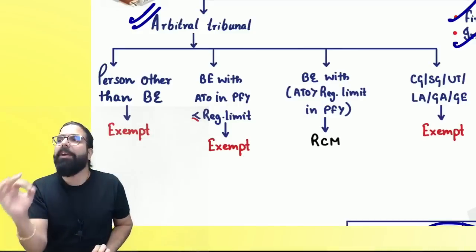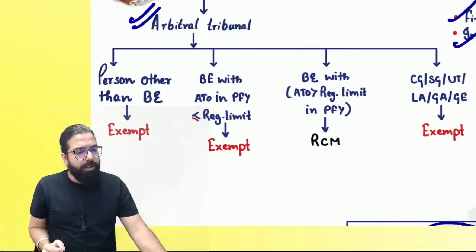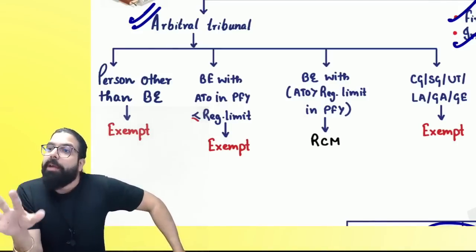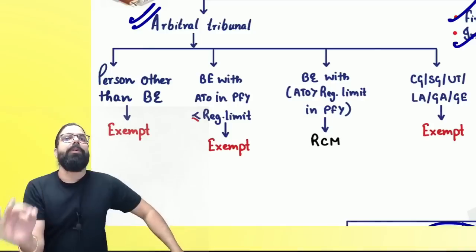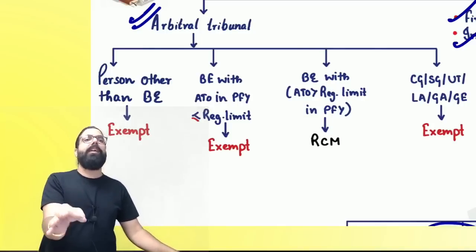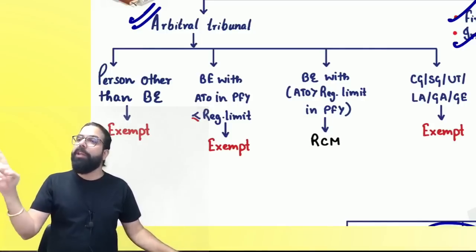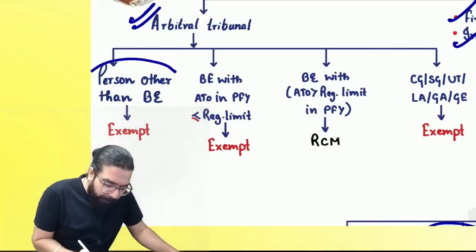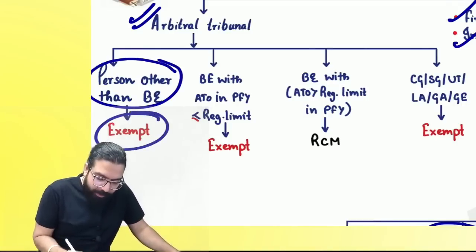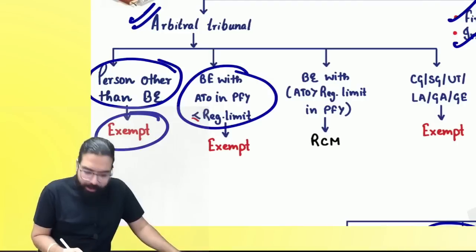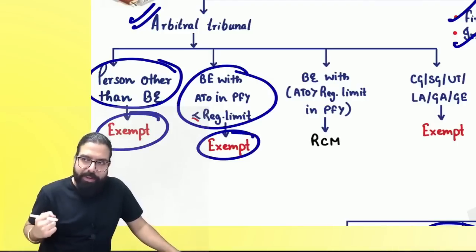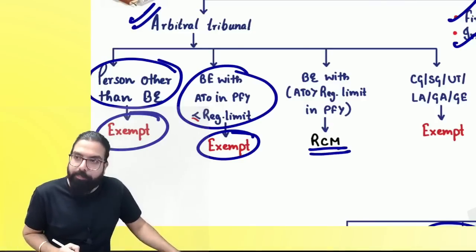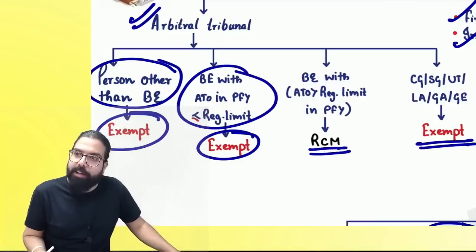Okay, everyone. Now, arbitral tribunal's services, what will happen? Same as advocate. Arbitral tribunal giving services to a business entity whose last year turnover is more than the registration limit, only then RCM, otherwise always exempt. Remember one thing, person other than business entity, exempt. Last year turnover less than or equal to the registration limit, exempt. Only if it is more than the registration limit, RCM will come. Can I go ahead, everyone? And government, it is always exempt.